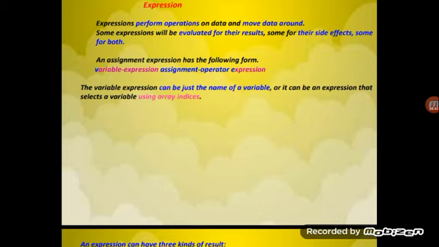An assignment expression has the following form: a variable expression, an assignment operator, and then an expression. The variable expression can be just the name of a variable, whenever you have to take a variable of that type, you have to take that name. Or it can be an expression that selects a variable using array indices, that indexes an array.